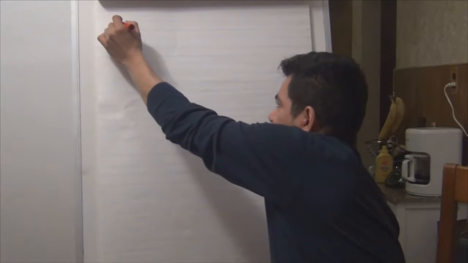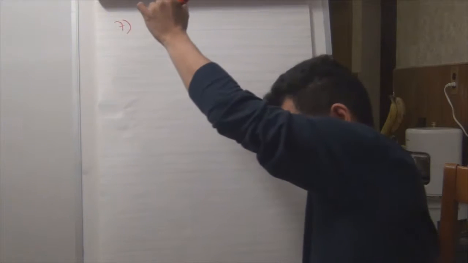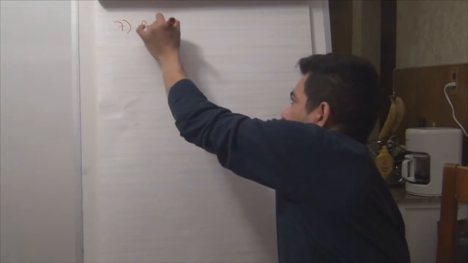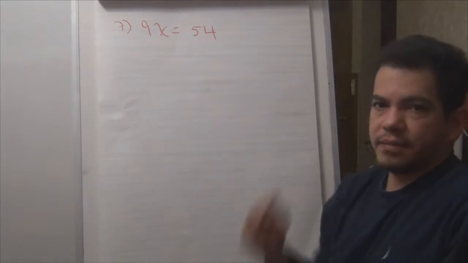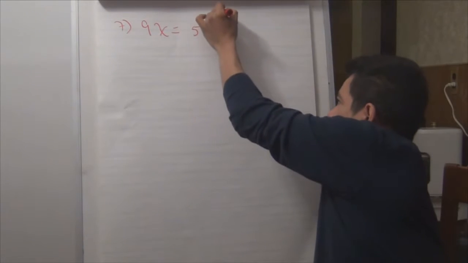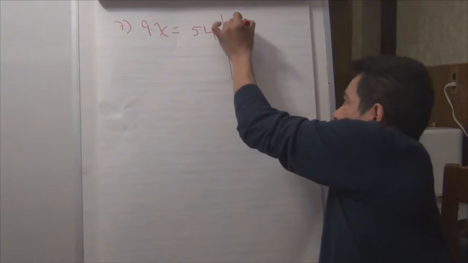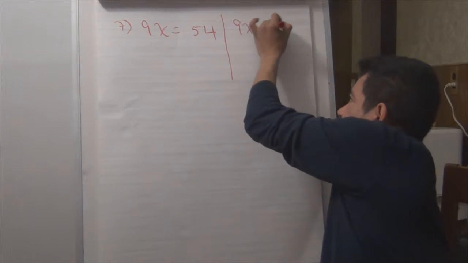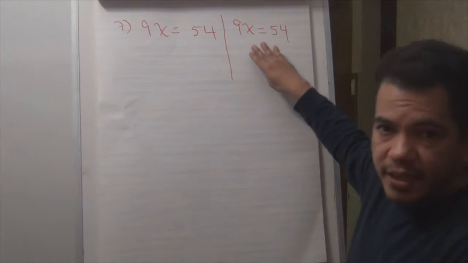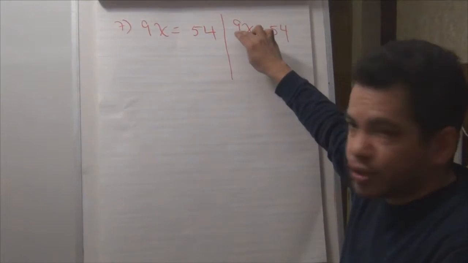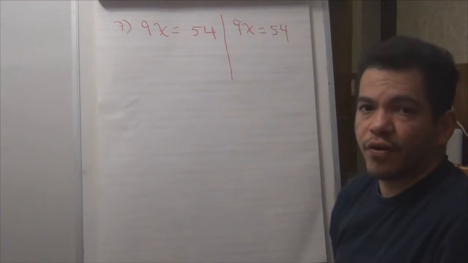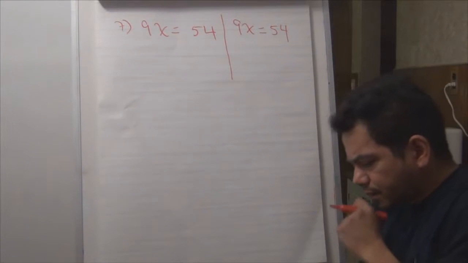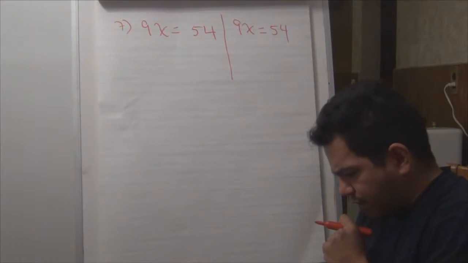For example, let's try this. Number 7, I think. Alright, 9x equaling 54. I'm gonna do it in 2 different ways. So here I have 9x equaling 54. The way we did at the beginning is, okay, x is being multiplied by 9. 9 times what is 54? We know that 9 times 6 is 54.